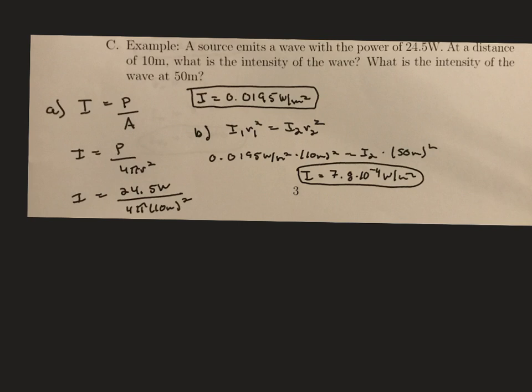Now I want to know what the intensity is at a different distance. So I'm going to use a different relationship. So I know that the intensity 1 times r1 squared equals intensity 2 times r2 squared. So I'm going to plug in my 0.0195 watts per meter squared times 10 meters squared equals intensity 2 times 50 meters squared. And that gives me an intensity of 7.8 times 10 to the minus 4 watts per meter squared.